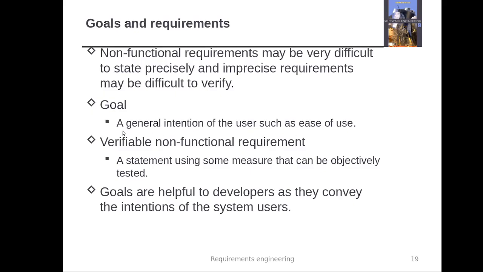For example, a general intention of the user, such as ease of use, it should be easy to use. However, other kinds of non-functional requirements can be specified which can be verifiable. So verifiable non-functional requirements should be stated, using some measure that can be objectively tested, to check whether it has achieved that mark or not. Goals are helpful to developers as they convey the intention of the system users.